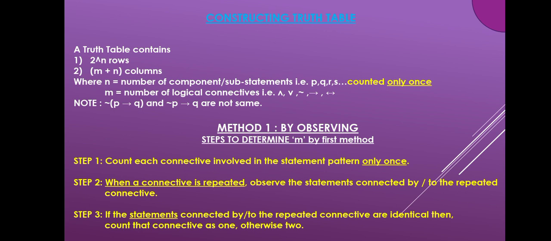Steps to determine m, using the first method. Step 1. Count each connective involved in the statement pattern only once. Step 2. When a connective is repeated, observe the statements connected by, or, to the repeated connective. Step 3. If the statements connected by, or, to the repeated connective are identical, then count that connective as 1, otherwise 2.